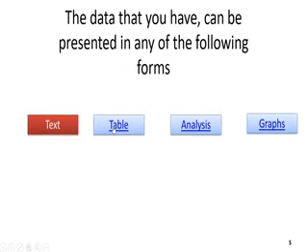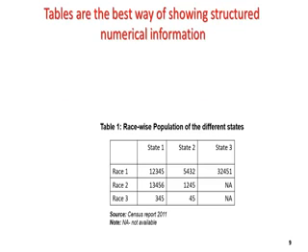Let us go next to tables and see how we should arrange data in a tabular form. The best way of showing structured numerical information is in the form of a table. A table has rows, and a table has columns too, and this makes it a two-way table. We can have multi-way tables, with more variables on the column side and on the row side, but the most popular are 2-way and 1-way tables.